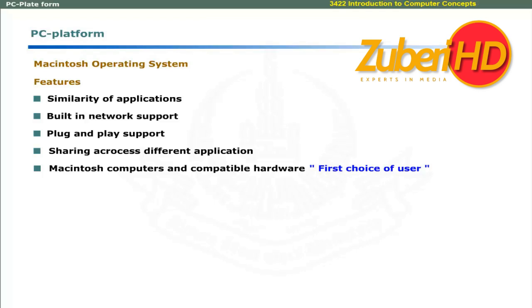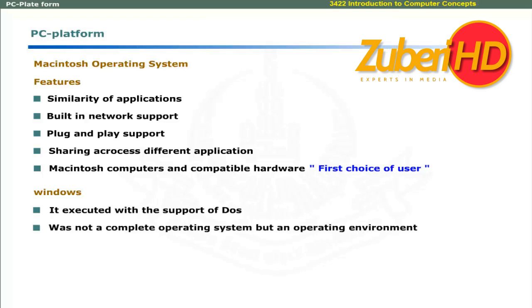Realizing the popularity of GUI, Microsoft introduced Windows in the mid-80s. It executed with the support of DOS. Windows replaced the command prompt mode of DOS with point-and-click graphical user interface. Windows was not a complete operating system, but an operating environment.